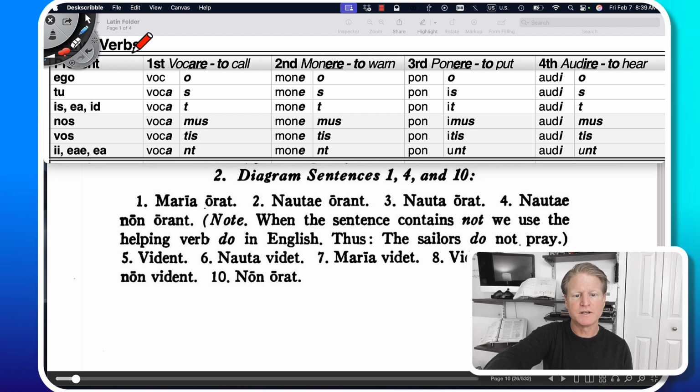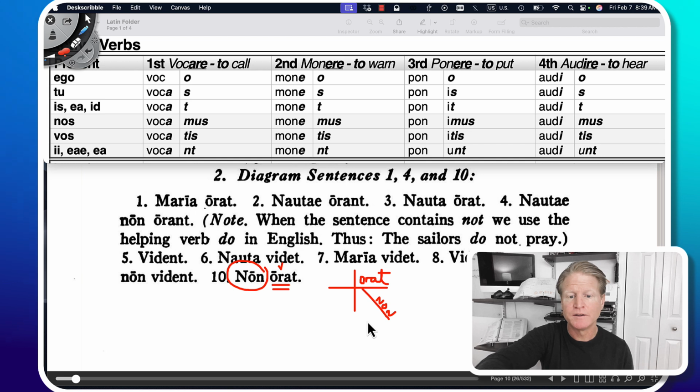Okay, and then we are to diagram sentence number 10. Mr. Henle again, trying to trick us here. So we will draw a straight line and divide it. We have a verb, orat, and we have an adverb, non. So we'll put the verb on the verb side, orat, and we'll put the adverb underneath the word that it's modifying, underneath the word it's describing. We don't have a subject.